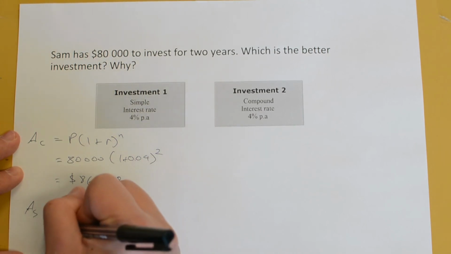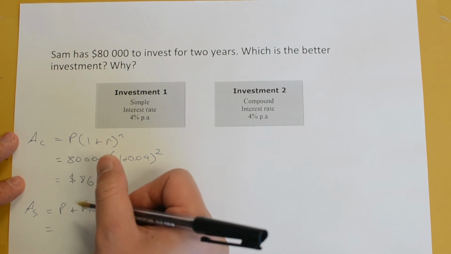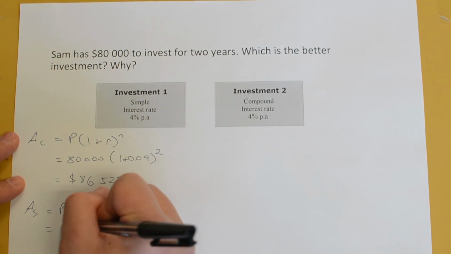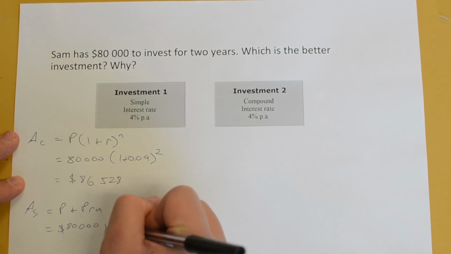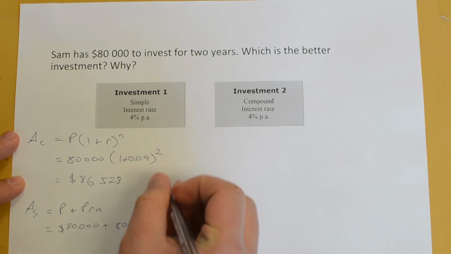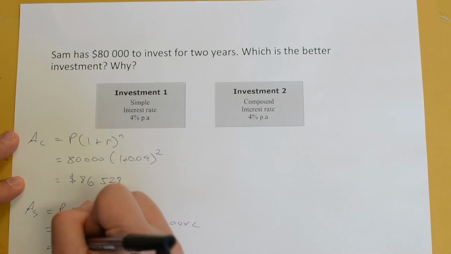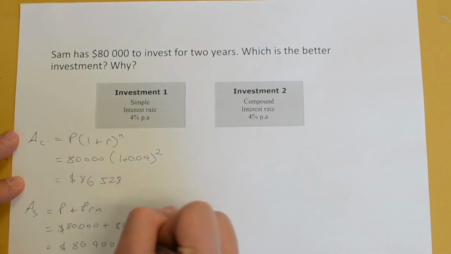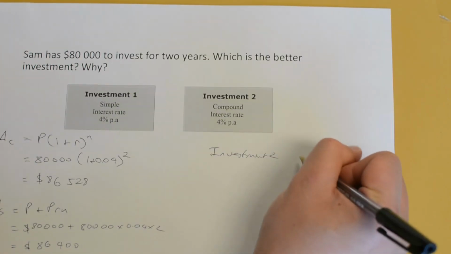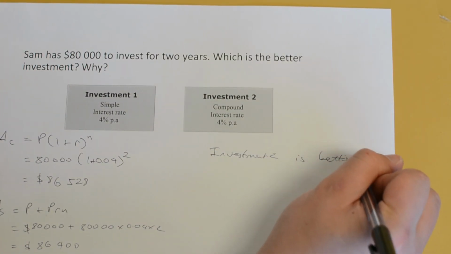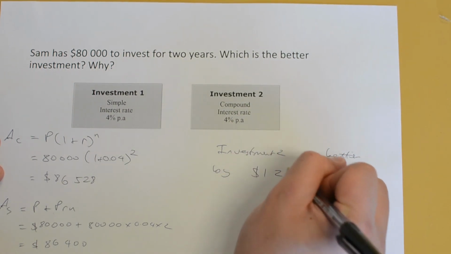Now the simple amount is the same formula from before, P plus PRN. PRN is just the interest earned, and we need to add that to the principal to find the total amount. And in the calculator, if you put in 80,000 plus 80,000 times 0.04 times 2, you should end up with $86,400. So investment 2 is better by $128.